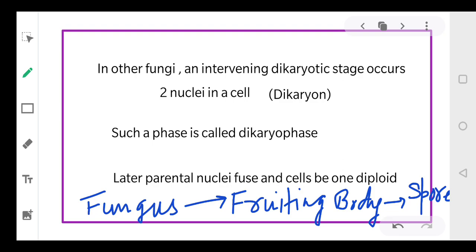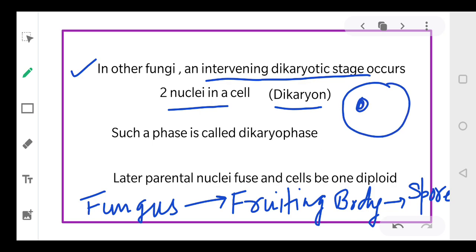Second case, in certain fungi, an intervening dikaryotic stage is formed. It means the 2 nuclei are present in a single cell. Such a condition is called dikaryon. Suppose this is your cell, so 2 nuclei are present. Di means 2, karyon means nucleus, and this phase is called dikaryophase. Later on, these 2 nuclei will fuse and form a diploid structure.